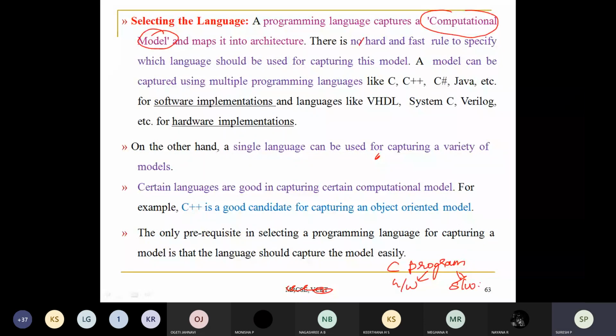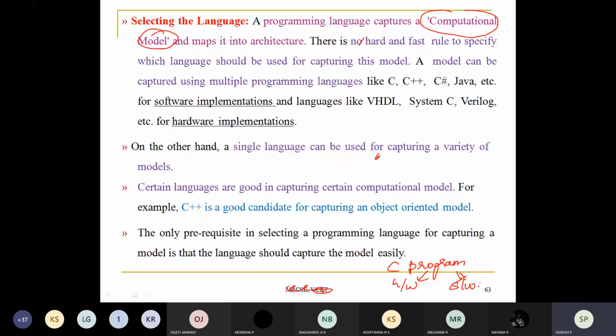On the other hand, when selecting a language, which one is feasible? A single language can be used for capturing a variety of models. That means I will select a single language, and that particular language has to accommodate, capture, or work efficiently for the different models. With the computational model, certain languages are good. For example, C++ is basically good for the object-oriented concept.